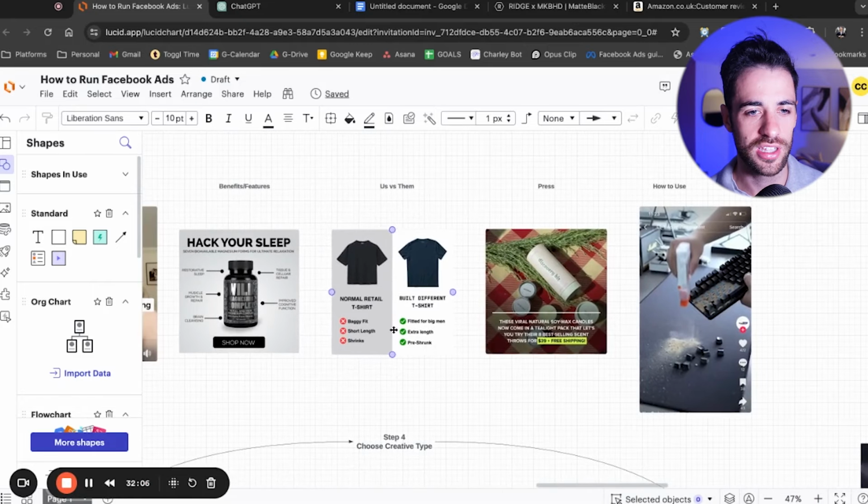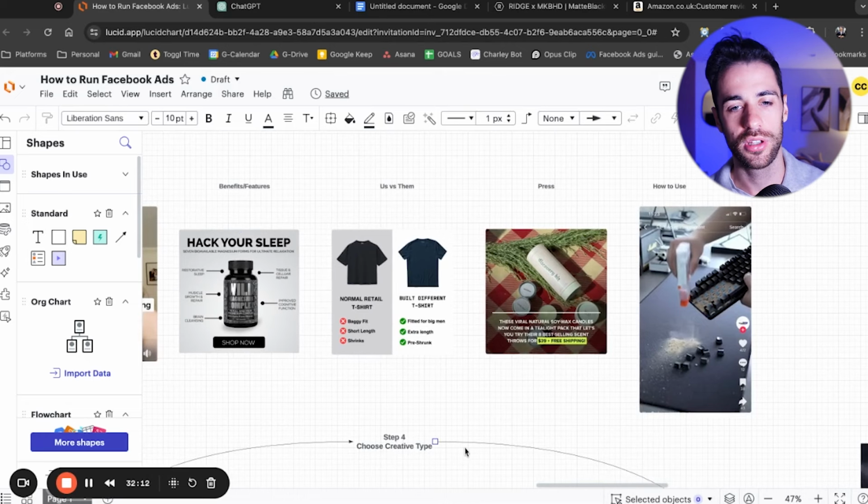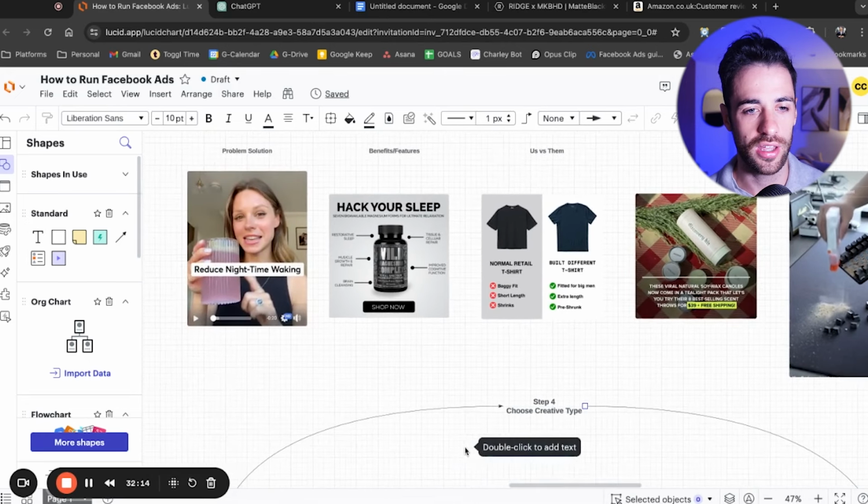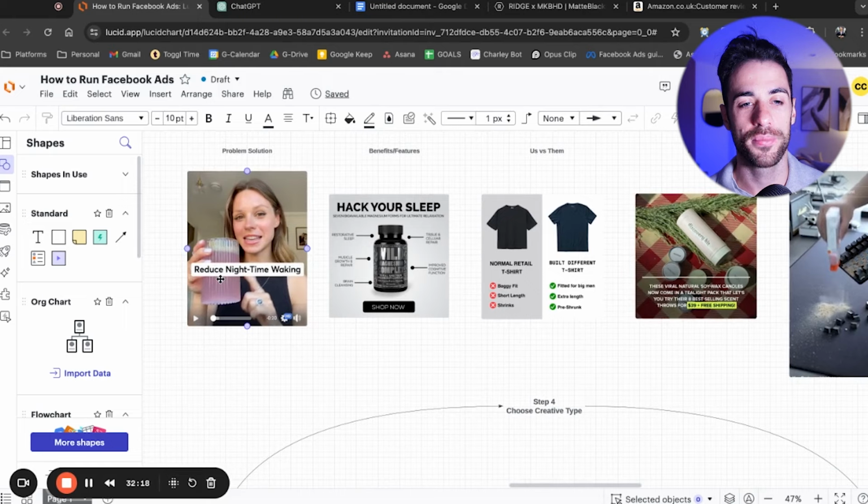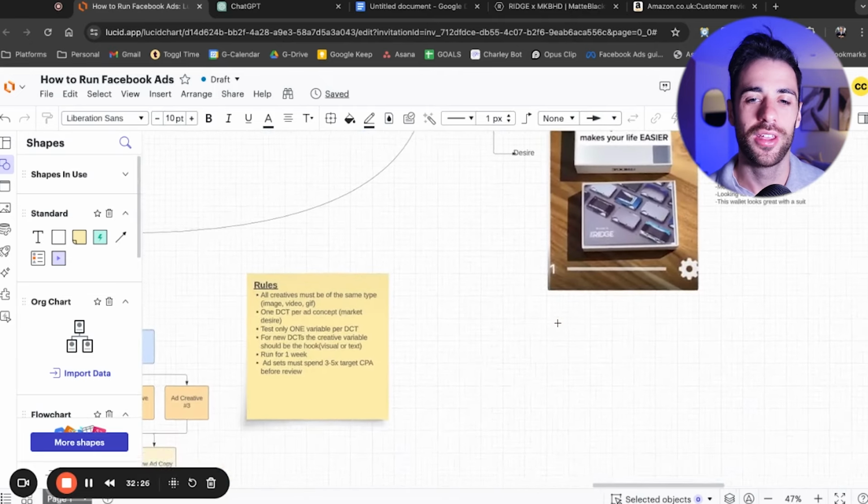So I might be looking at this, "hack your sleep." Maybe it's "hack your style." That's the kind of thing you could do to switch it to a different thing. "Reduce nighttime waking": reduce disorganized wallet, or reduce wallet size. I don't know. Okay. Anyway, that's that done.